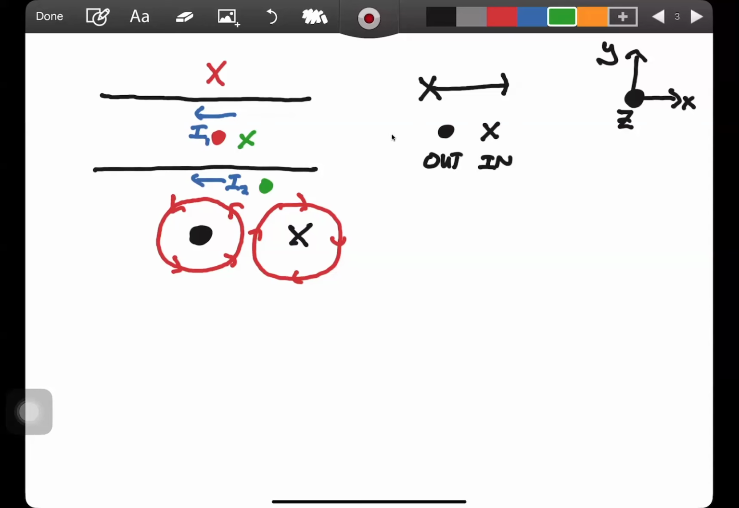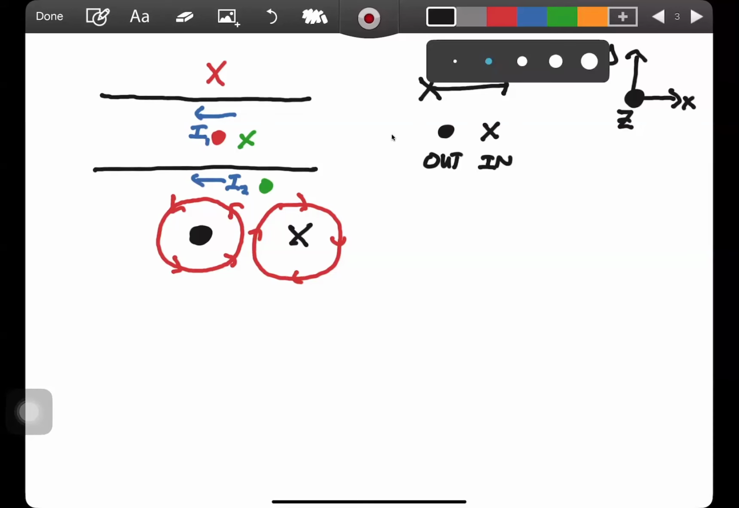And when you have opposite magnetic field directions, that means that the wires are going to attract each other, which is to say that if the current in both wires is in the same direction, the wires are going to be attracted towards each other.